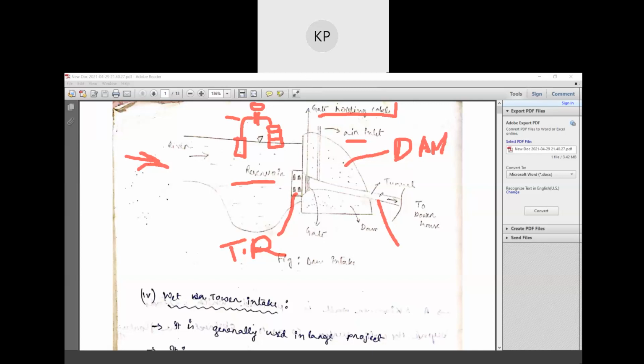Gate hoisting cable and down here, air inlet. So this is the air inlet. And this is your tunnel.